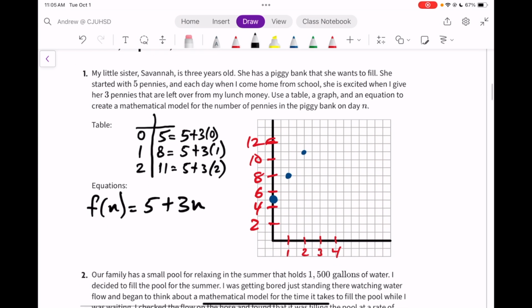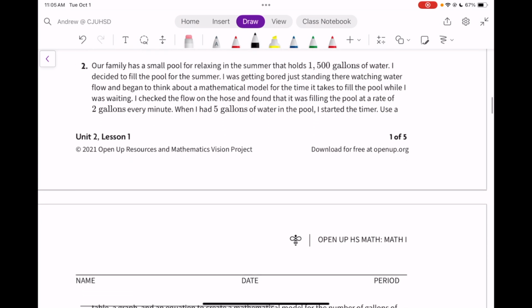So that's the piggy bank. Now we have the swimming pool. So our family has a swimming pool, and it holds 1,500 gallons of water. You decide to fill the pool for the summer. Getting bored of just standing there watching the water flow, you begin to think about a mathematical model for the time it takes to fill the pool. And so while waiting, okay, let's check the flow on the hose. We find it's flowing at a rate of 2 gallons a minute. That's important. And you have 5 gallons of water in the pool when you started the timer.